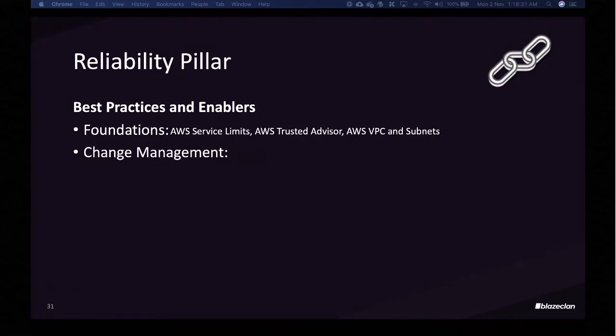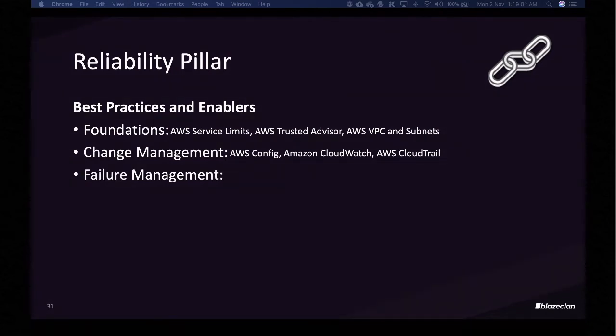The next one is change management, on how reliable your solutions are, and that is very critical. The tools that you could probably use are AWS Config, AWS CloudWatch, and CloudTrail to track, monitor, and analyze your changes, and at the same time bring in a process, a protocol in your teams to use these tools to implement change management. And in case of a failure, you need to have a failure management system as well. So try and use CloudFormation and CloudWatch to automate the recovery.